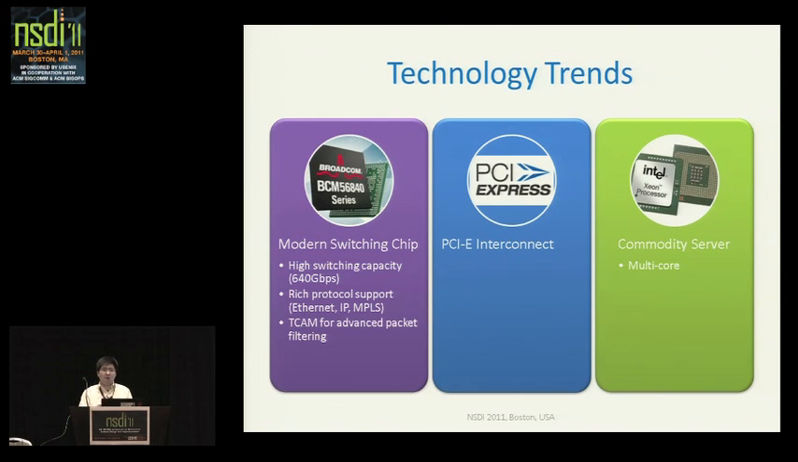Third, they are becoming more and more programmable. All these switching chips have a TCAM table for advanced packet filtering. Basically, this TCAM table allows us to match arbitrary contents in the packet header and then do different actions on the packets, such as packet redirections and mirroring.